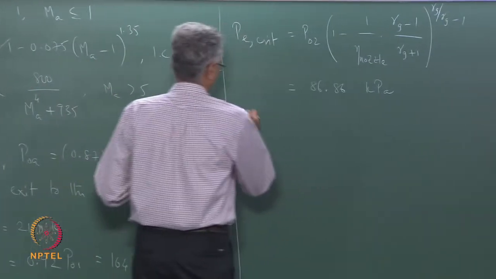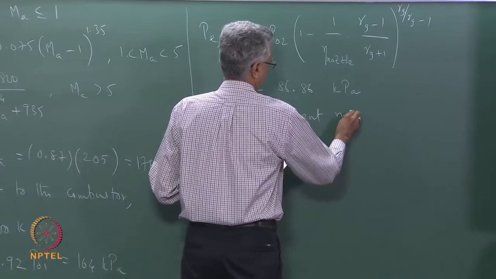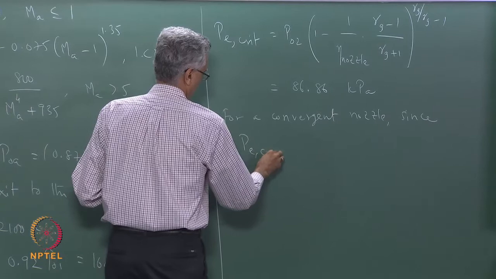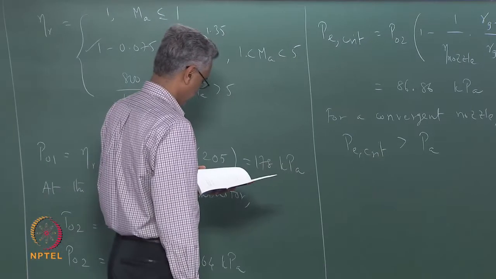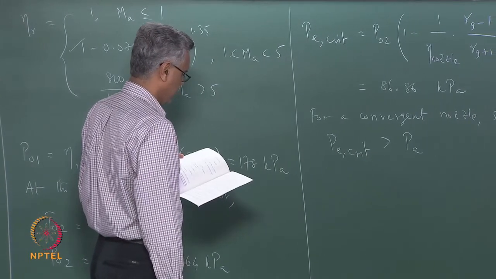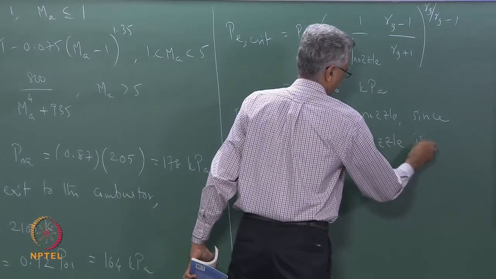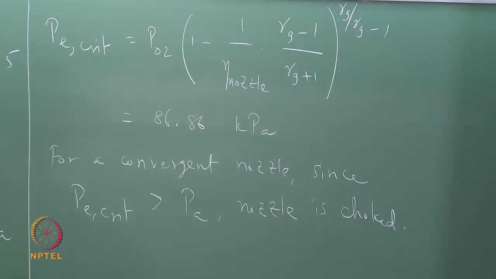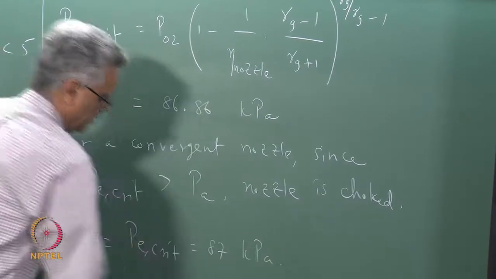then since P critical is greater than P ambient, the nozzle is choked. So the exit pressure is thus equal to PE, which is equal to PE critical, equal to 87 kilopascal.